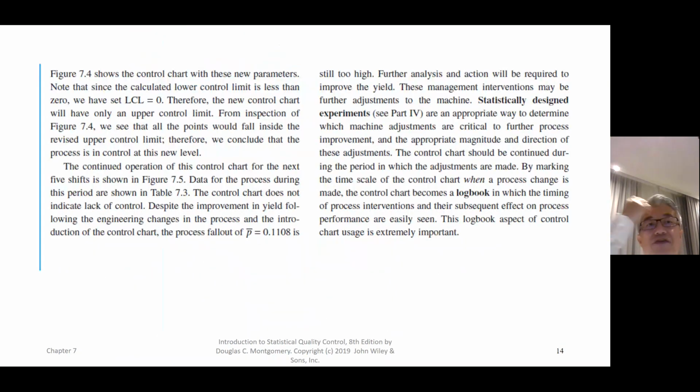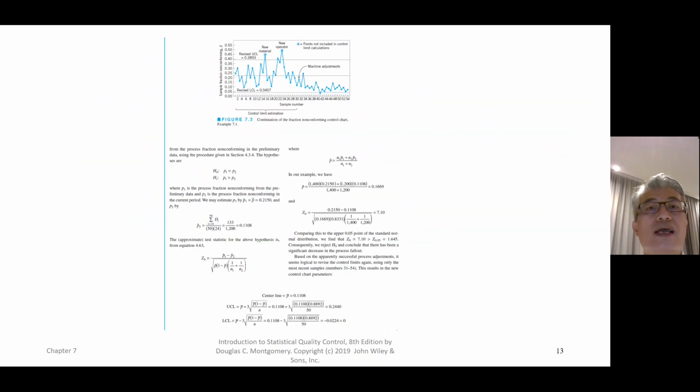Then figure 7.4 shows the control chart with these new parameters. Note that since the recalculated lower control limit is less than 0, we set it back to 0. Therefore, the new control chart will have only an upper control limit, as we can see from inspection of figure 7.4. Here, we do some machine adjustment.